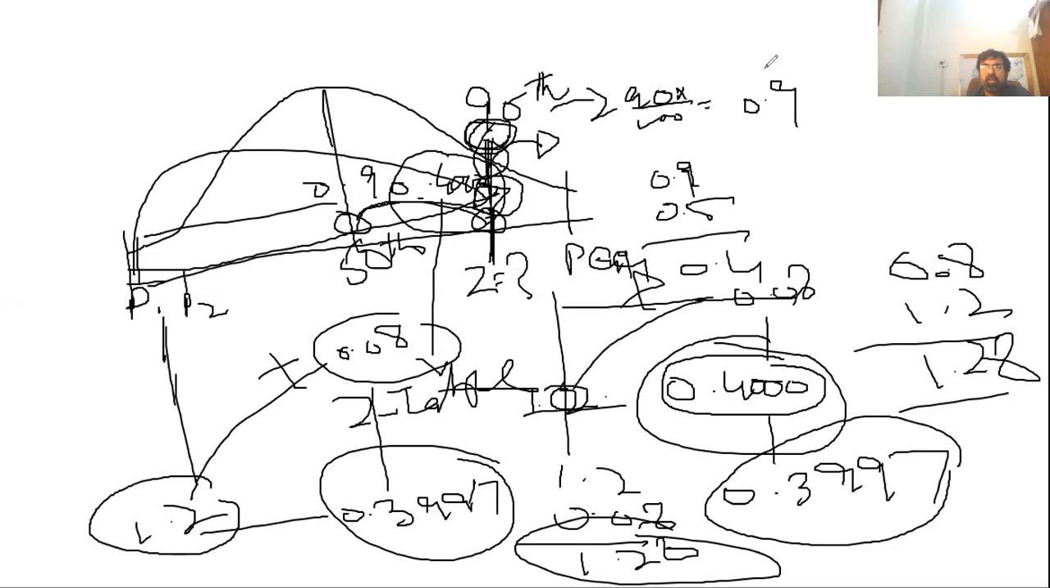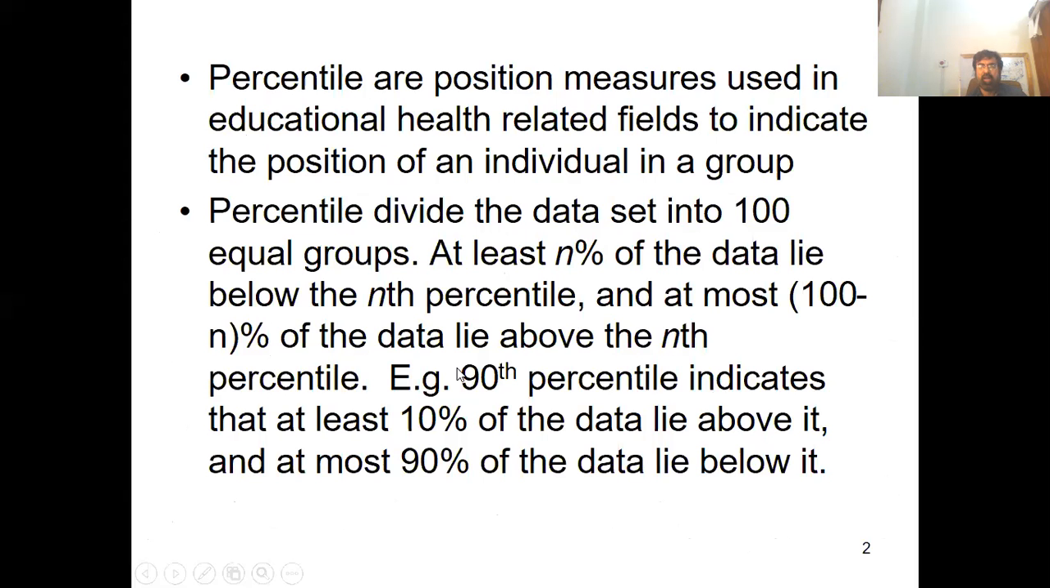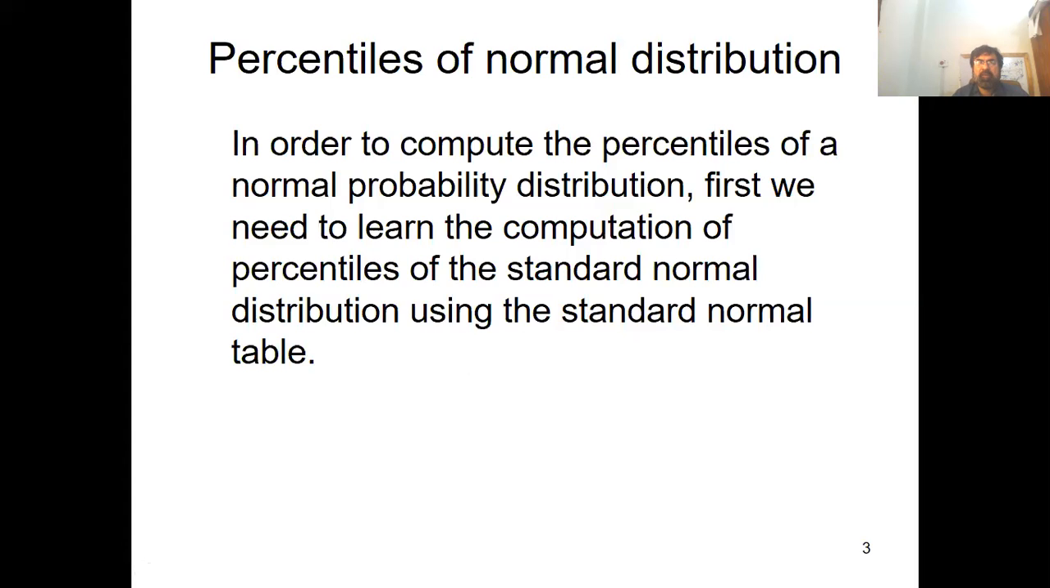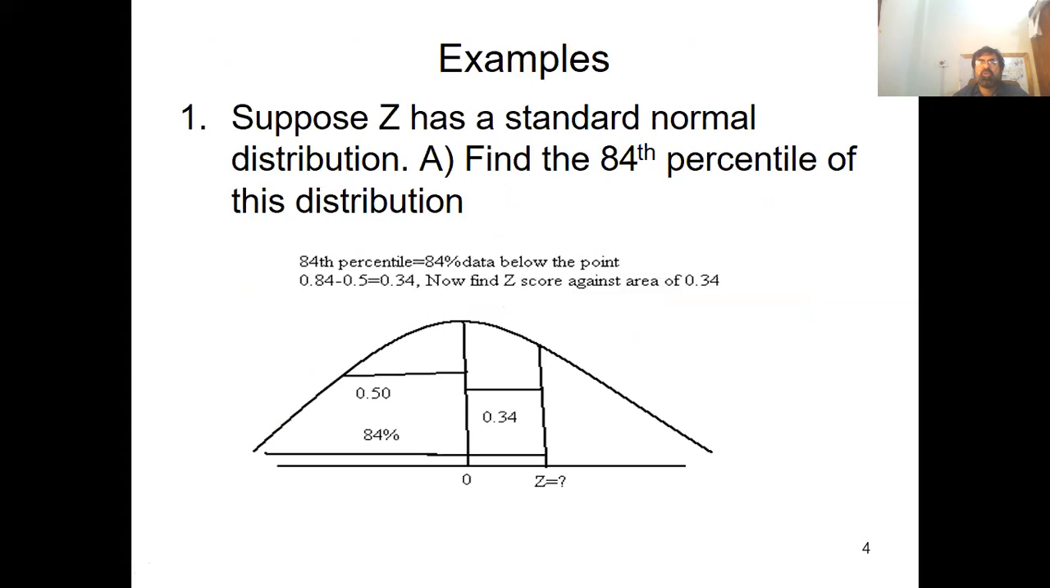Now, go back into the slide and see what I have on the slide so that we can go further ahead. Percentile of normal distribution. In order to compute the percentile of a normal probability distribution, first we need to learn the computation of percentiles of the standard normal distribution using the standard normal curve. This is one of the good examples of standard normal distribution and the percentile. Suppose Z has a standard normal distribution, find the 84th percentile of this distribution.